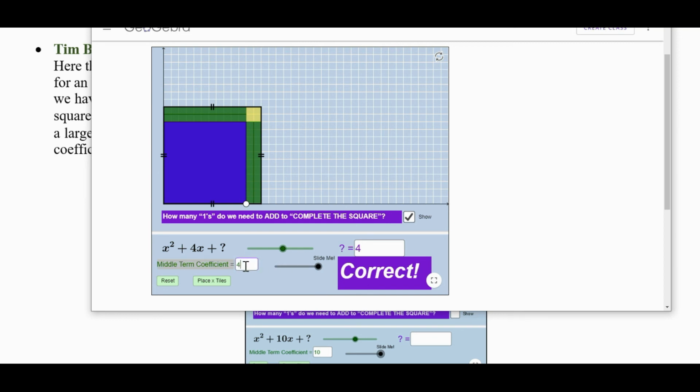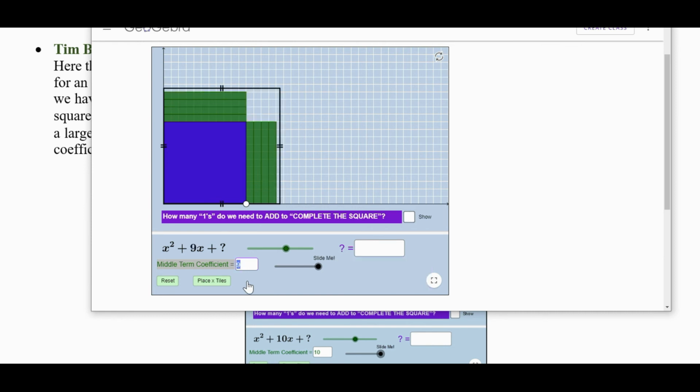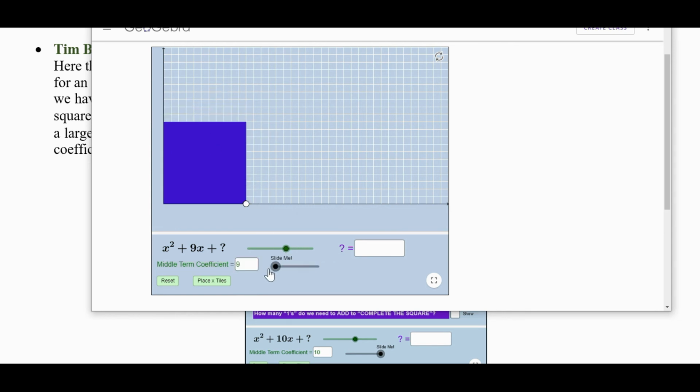Okay, so let's go back. Let's do another one. What happens if we do 9, like I started a minute ago? Then when you put them in, you're going to have 4 x's here, 4 x's here, and then you're going to have a half of an x here and a half of an x here. So you have to split those up, which means you're taking half of this guy in the middle right here.